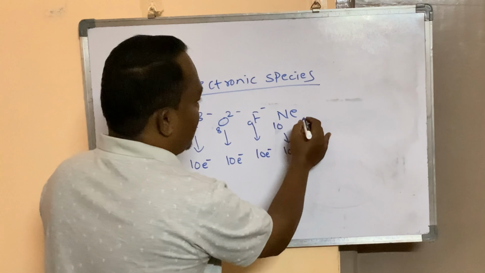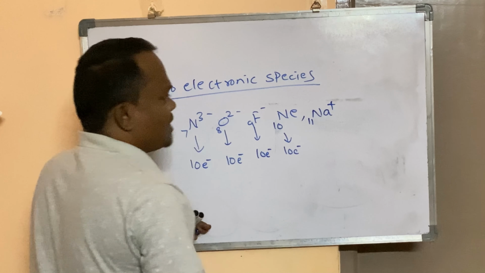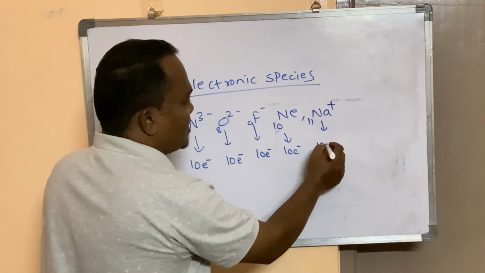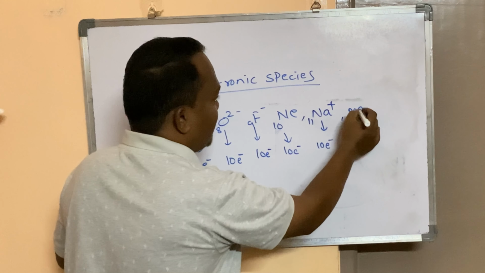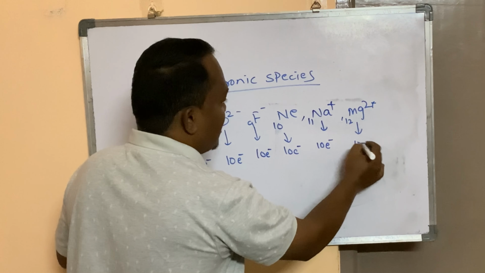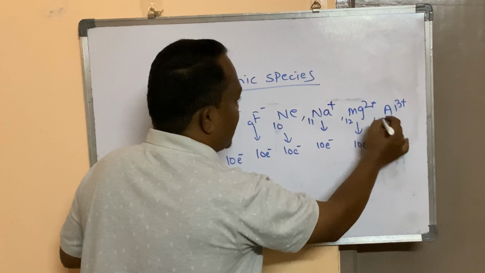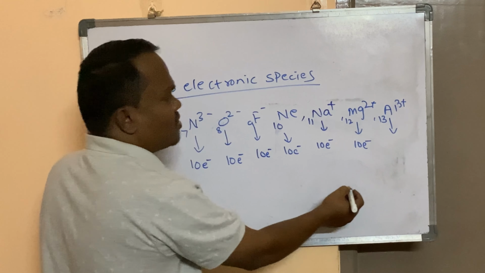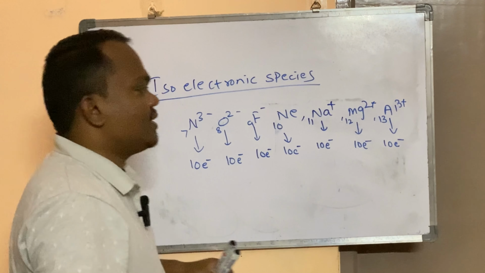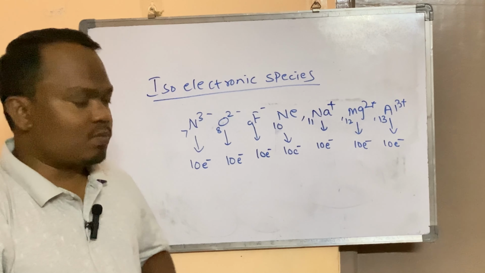Let's go with some more additions. Sodium plus: the atomic number of sodium is 11, and it lost one electron to get a plus charge, so it contains 10 electrons. Magnesium 2 plus: the atomic number of magnesium is 12, it lost 2 electrons, and contains 10 electrons. Al3 plus: the atomic number of aluminum is 13, it lost 3 electrons, and contains 10 electrons. These all contain the same number of electrons, so we can call them isoelectronic species.